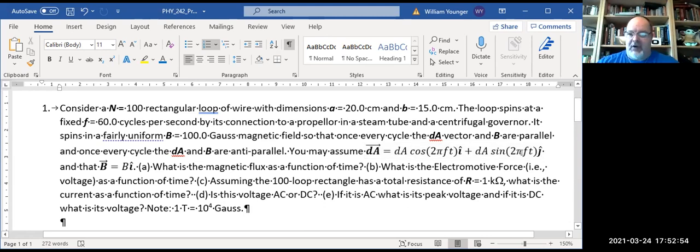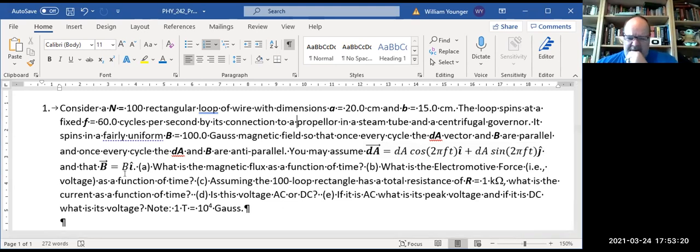So by sticking that 2 pi f in there, where f is the 60 hertz, you're guaranteeing that this needle, the dA vector that points perpendicular to the plane of the loop, will complete a 360-degree turn every 60th of a second. You can also assume that B is equal to B i hat. Again, I'm just trying to take some of the complicated work out of it for you.